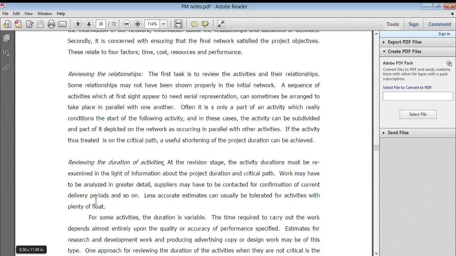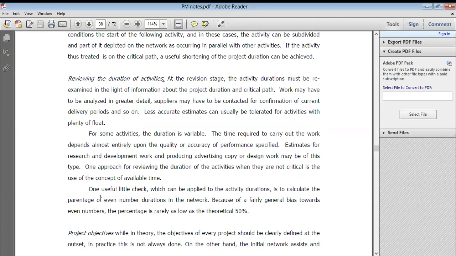Now next, it is reviewing of the duration of activities. Yes, every day, whatever activity you have completed, you review it, and on that basis you prepare monthly analysis and daily analysis and quarterly and half-yearly analysis, right? So it is important, and that is the reviewing of duration of activity. So at the revision stage, activity duration must be examined in the light of information about the project duration and critical path. So work may have to be analyzed in greater detail. Yes, you require more details so that you complete your work.